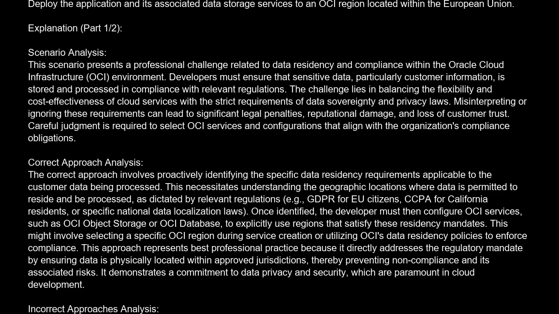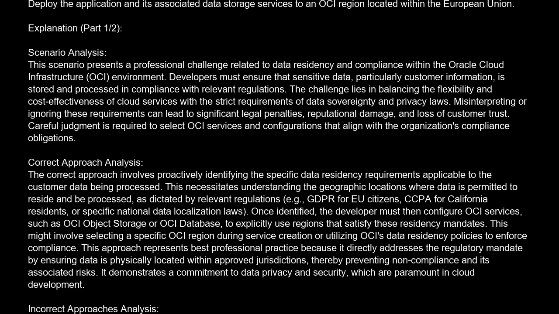Correct answer is A. Deploy the application and its associated data storage services to an OCI region located within the European Union. Explanation. Scenario analysis. This scenario presents a professional challenge related to data residency and compliance within the Oracle Cloud Infrastructure (OCI) environment.